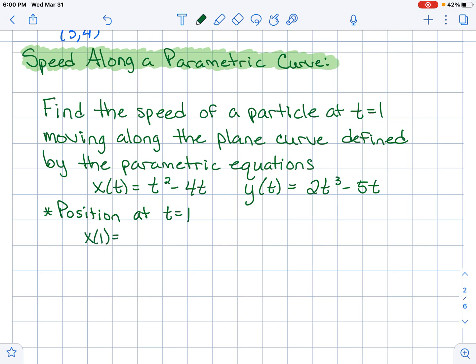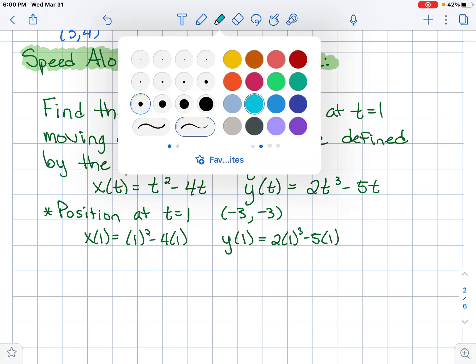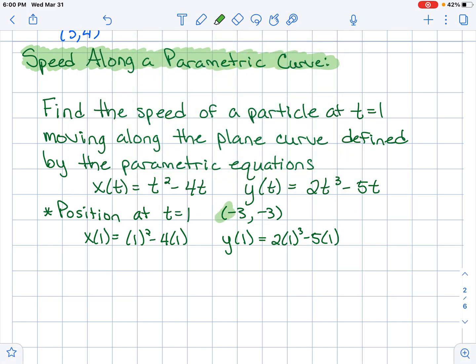So x of 1 is 1 squared minus 4 times 1. y of 1 is 2 times 1 cubed minus 5 times 1. So the position at t equals 1 is negative 3 comma negative 3. Okay, useful but not super exciting. Let's go on and see if we can learn something else about this graph.